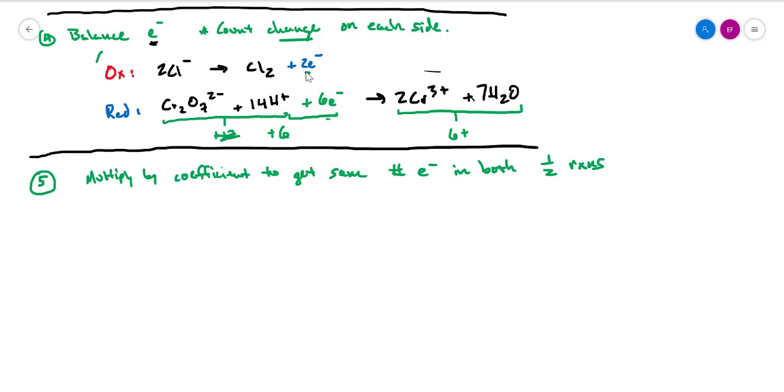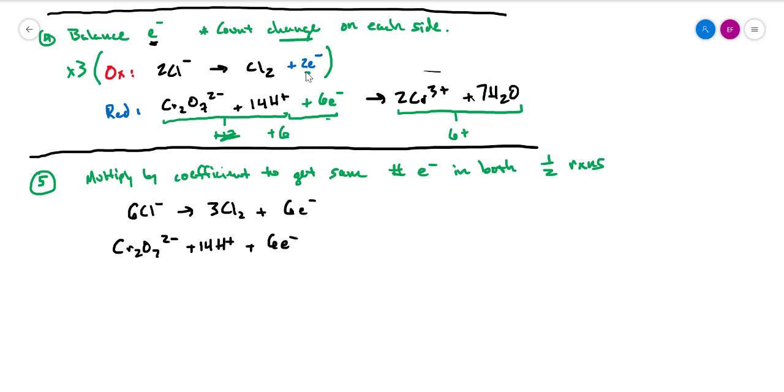We can multiply just this top reaction by a factor of 3 to get this to be 6 electrons, and we'll have 6 electrons transferred in both. So I'm going to rewrite this then. This will be 6 chloride and 3 Cl2 plus 6 electrons, and then the bottom reaction will remain the same. So chromate ion plus 14 H plus 6 electrons makes 2 chromium 3 plus ions plus 7 H2O.